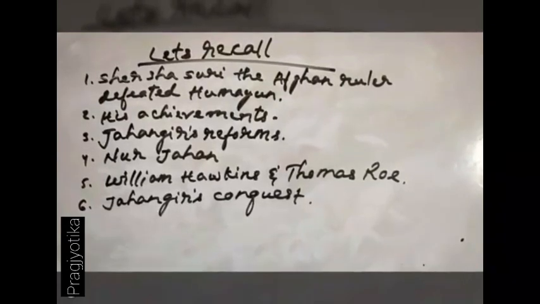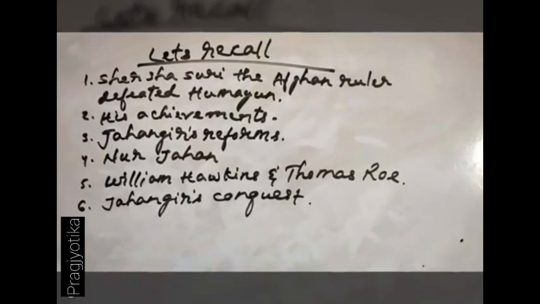So now let's recall what we have learned. So we learned that Sher Shah Suri was an Afghan ruler who defeated Humayun and became the new ruler of Delhi. Then we also discussed Sher Shah's achievements, such as he built a network of roads, he introduced the coin of rupiah, he also introduced the postal system, he strengthened his army. So these are a few achievements of Sher Shah Suri.